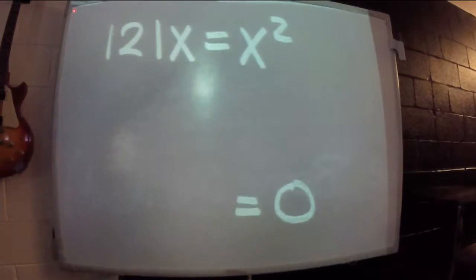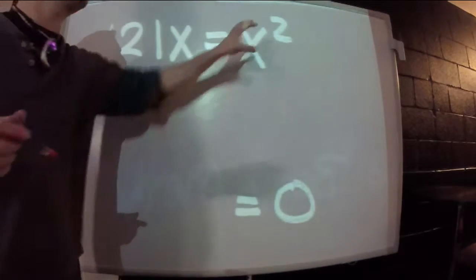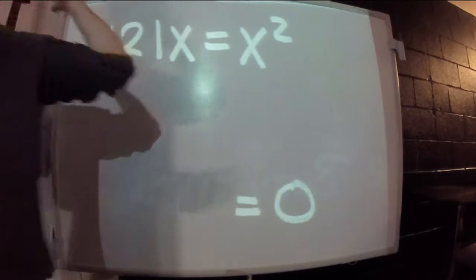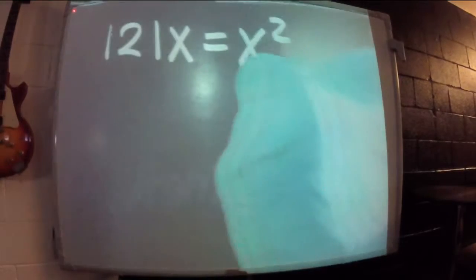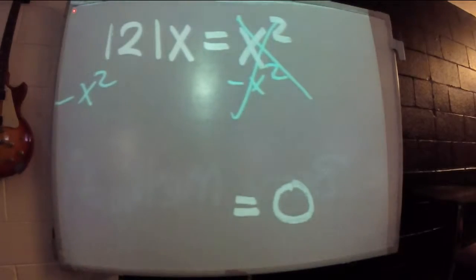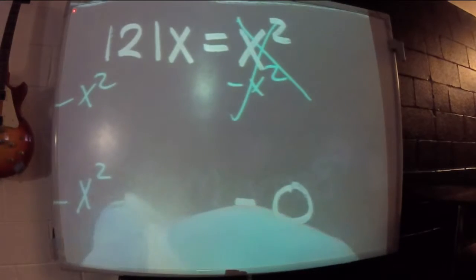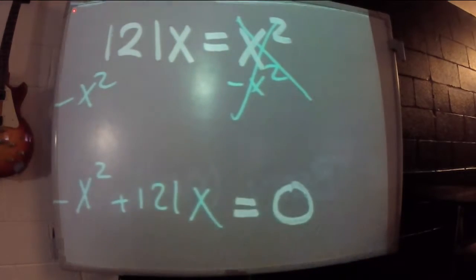This one says move x squared to the left, so let's just follow the instructions. Let's move this x squared over there to the left. So minus x squared, minus x squared. That makes your right side 0. So you've got negative x squared plus 121x equals 0.